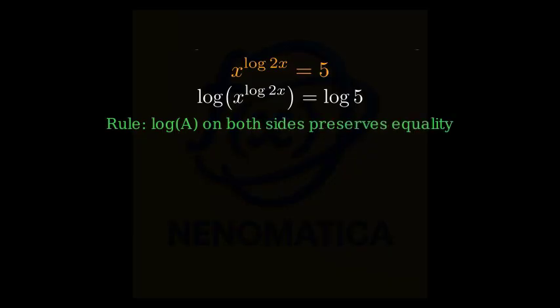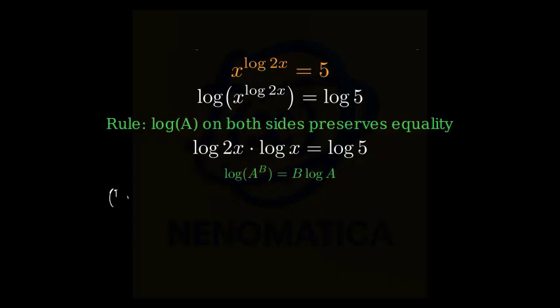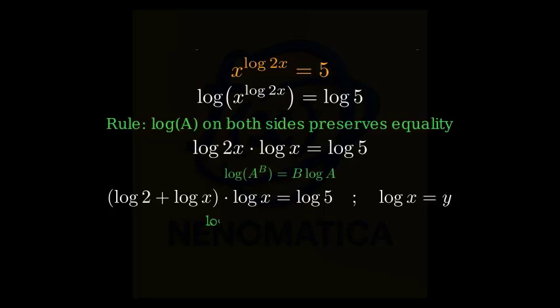Step 2. Apply the power rule for logarithms. The exponent multiplies in front. Log 2x times log x equals log 5. Step 3. Expand log of 2x using the product rule. Then introduce the substitution log x equals y. Step 4. Substitute y for log x. Step 5. Distribute and rearrange into quadratic form.